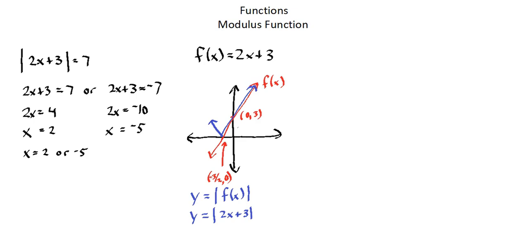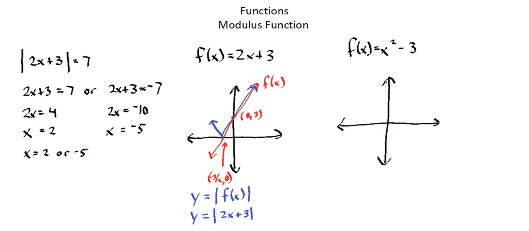This is the process to graph the absolute value of a function. First, graph the function. Second, invert any points on the graph that have negative y values. Let's see a second example. f of x equals x squared minus 3. The curve is a parabola which opens up with a vertex at 0, negative 3.